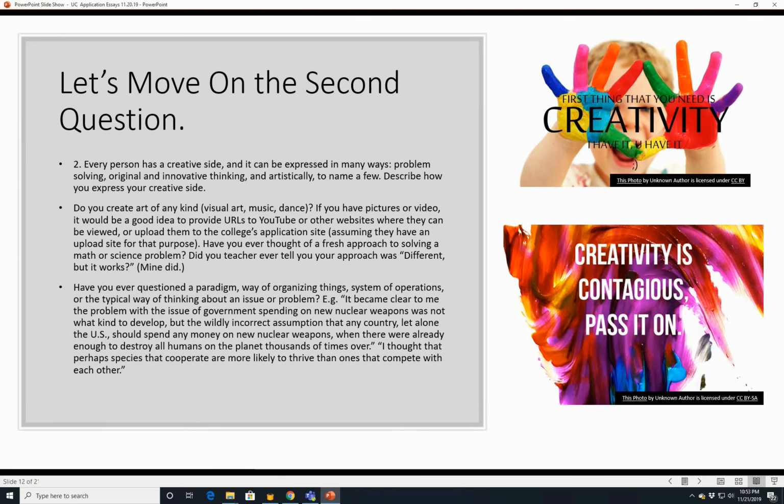Let's move on to the second question, the second essay prompt. Every person has a creative side and it can be expressed in many ways: problem solving, original and innovative thinking, and artistically, to name a few. Describe how you express your creative side.